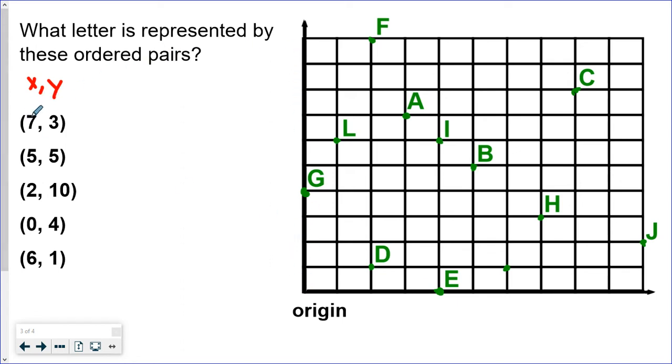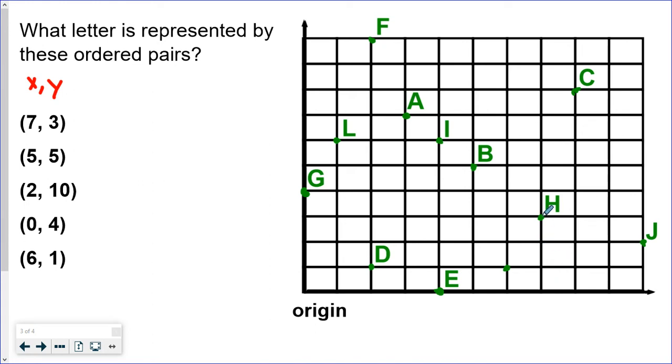So the first one here is (7, 3). So I'm going to start at the origin right here. I'm starting at the origin. All right, and that first number is a 7. The x is a 7, which means I need to go sideways 7 spaces first. So from the origin, I'm going to go 7 spaces to the right. 1, 2, 3, 4, 5, 6, 7. All right, so right here, this is the 7. Now, if you look over, the y is a 3, which means I'm going to go up 3 spaces from here.